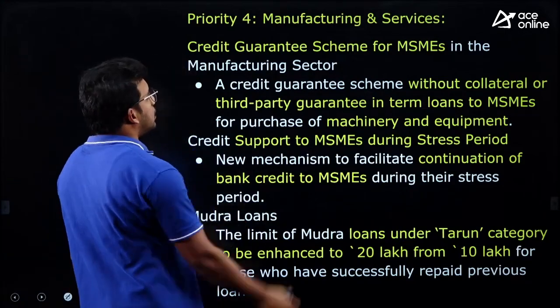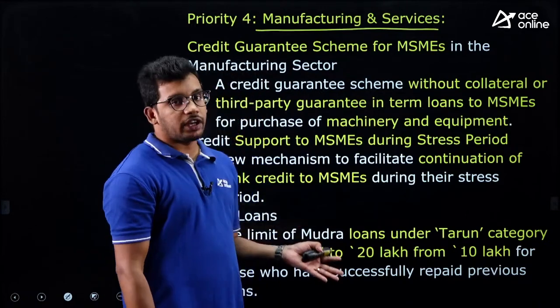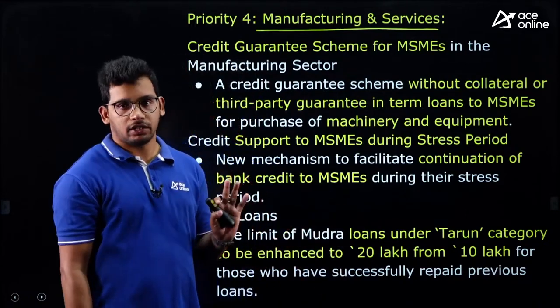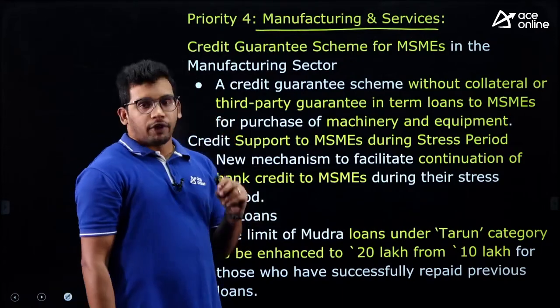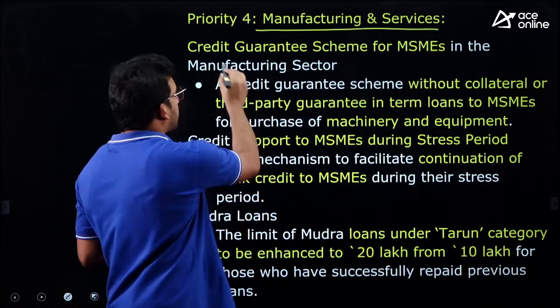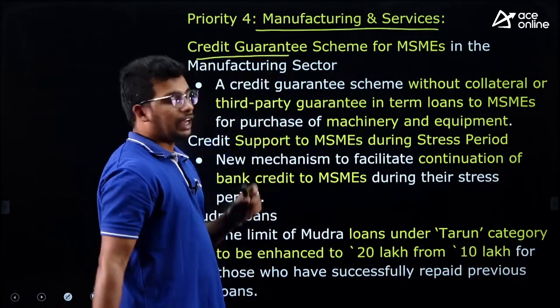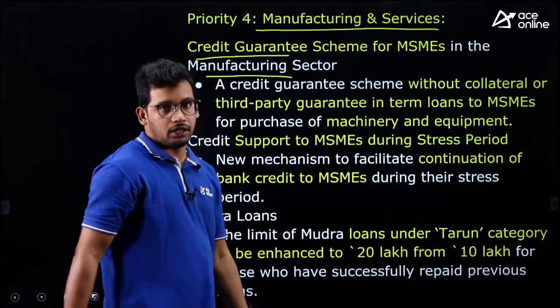Next priority is manufacturing and services. Manufacturing as well as services, the government wants to encourage this to achieve the developed nation. For that purpose, the first initiative is a credit guarantee scheme for MSMEs in the manufacturing sector.